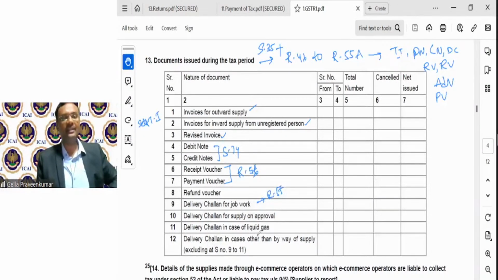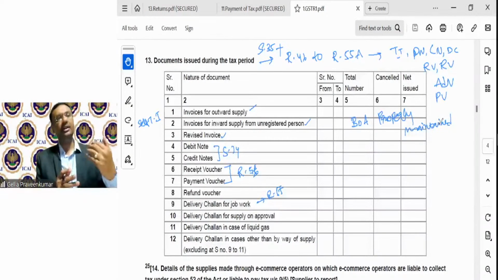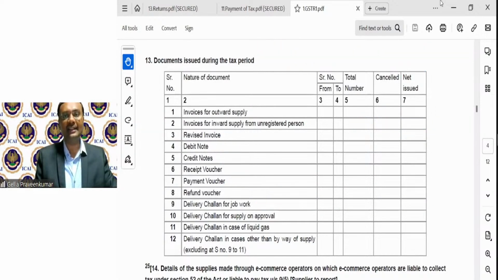All these aspects which are dealt with in a particular month have to be disclosed in this particular table. Now, disclosure in this table will help you show that books of accounts are properly maintained. While doing an audit of any particular assessee, the first and foremost thing you can do is pick any return of the assessee and just open table number 13. If you read this table number 13, what all documents were issued, that gives clarity on what level books of accounts have been maintained by this particular assessee.